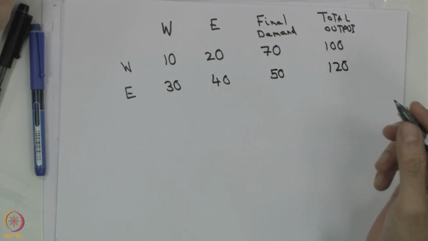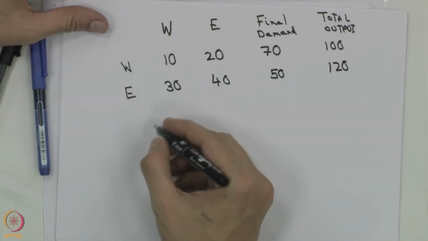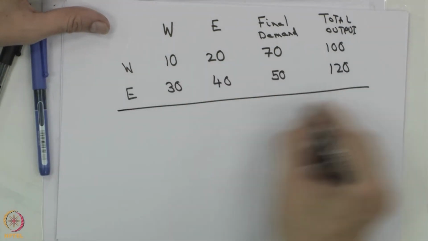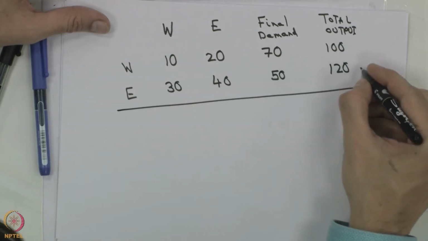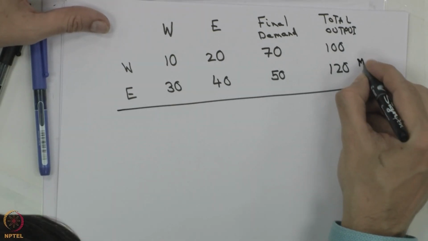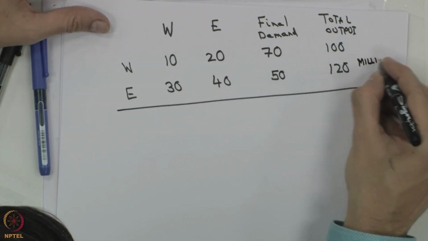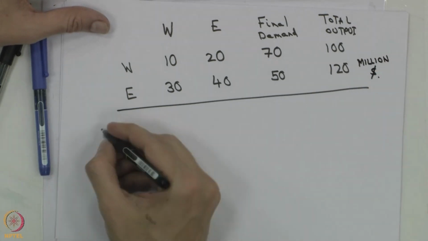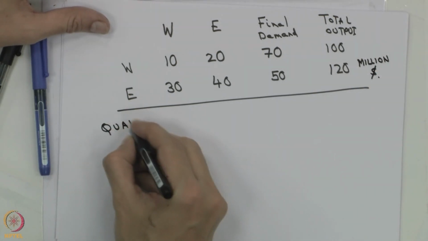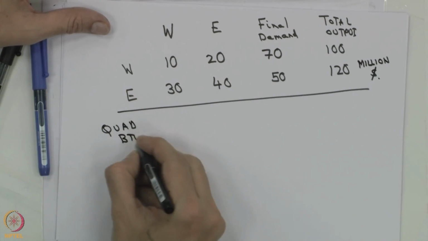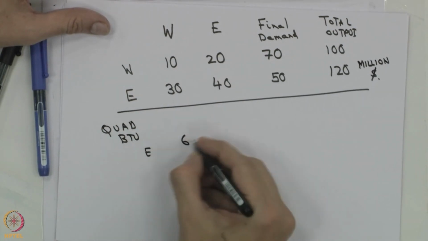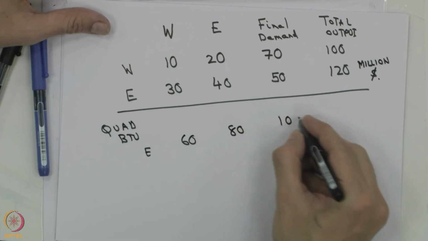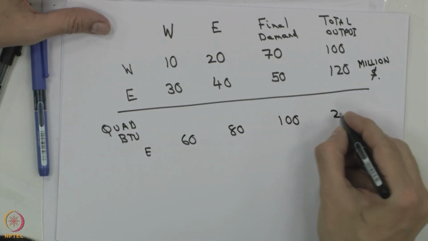So, in quad BTU, the same row can also be represented. Now, this is in $1,000,000 and this one is in quad BTU, in energy units. This will be 60, 80, 100, 240.